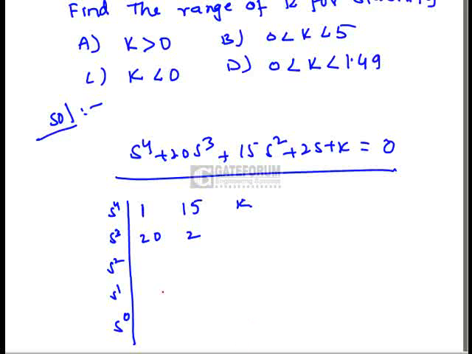Now we have to find all these rows, and after that we have to decide the system stability condition. Now this will be (20 times 15 minus 2) divided by 20, that is 300 minus 2 by 20. This will be the S square row coefficient, and the value comes to 14.9.